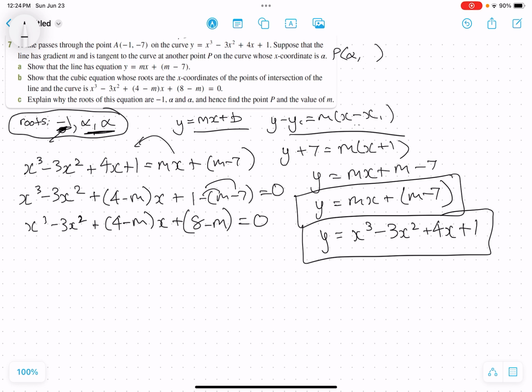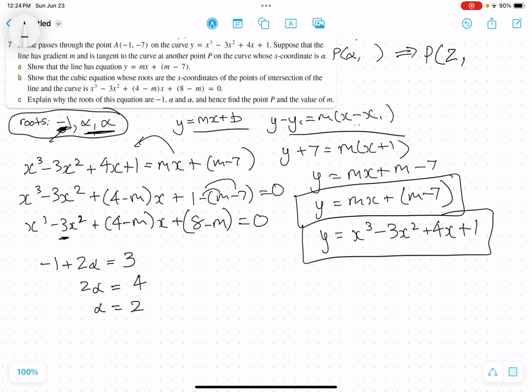Now if we use our A, B, C things, for example, the sum of roots, which we know is negative b on a, we can definitely find alpha. So we've got 3 plus 1 is 4, 4 divided by 2 is 2. So we know this point P, which we were given up here, is actually 2 something.